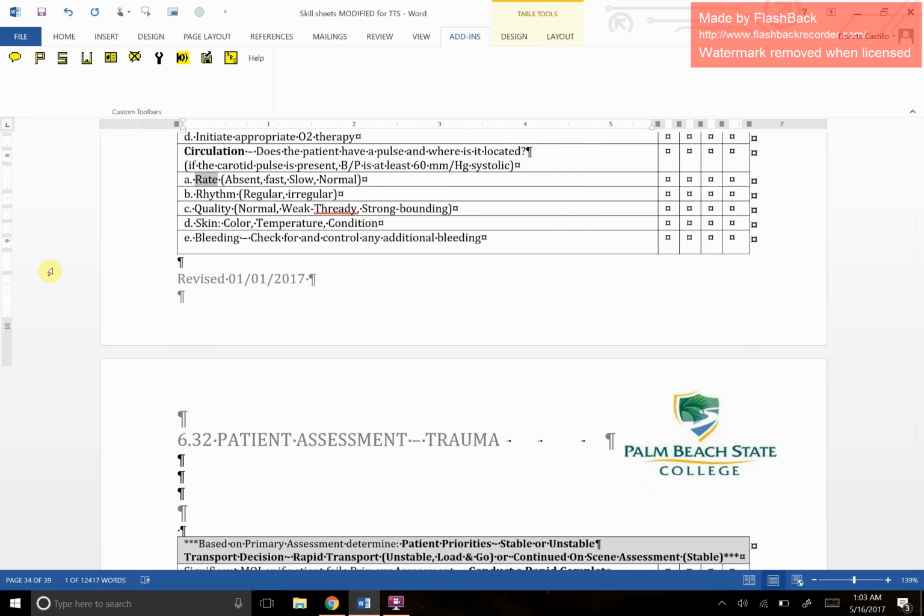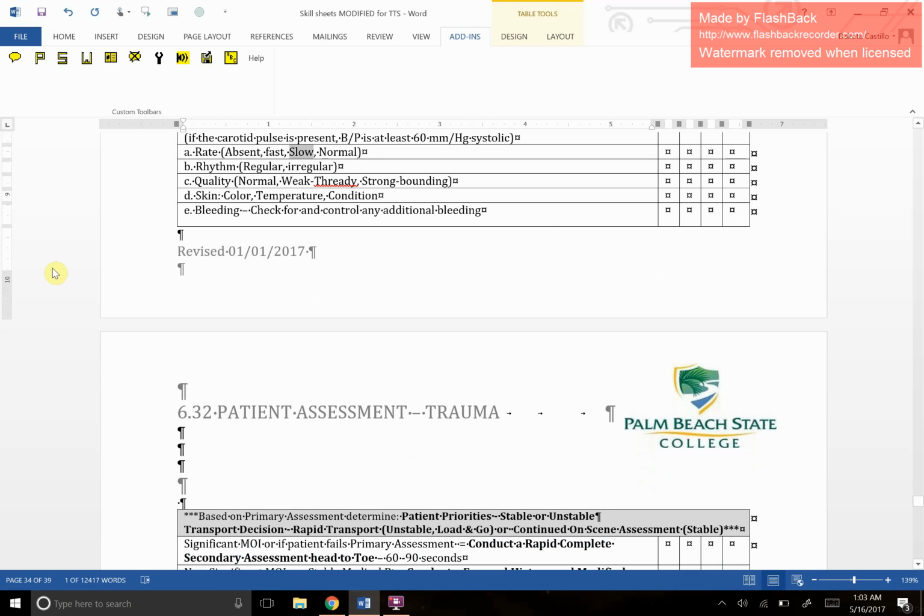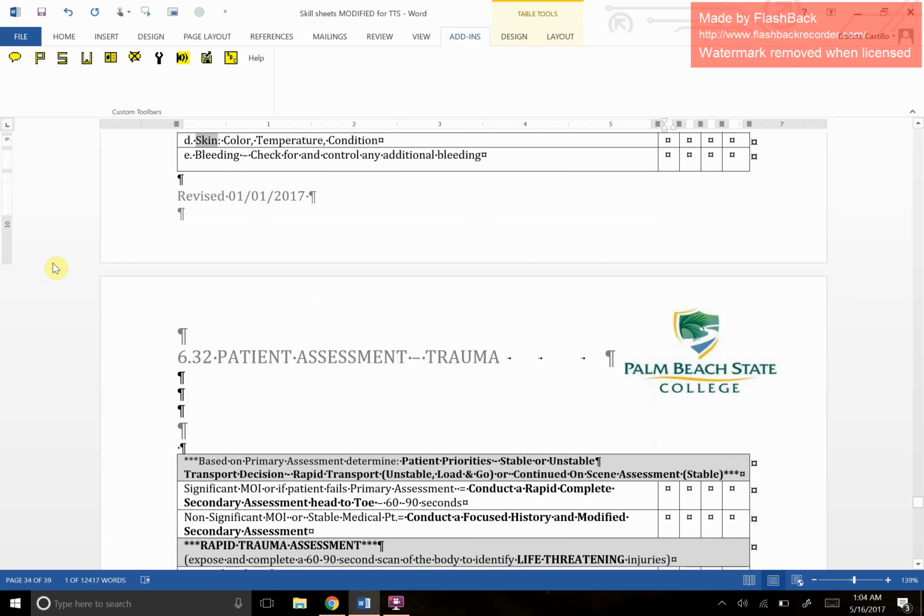A. Rate: absent, fast, slow, normal. B. Rhythm: regular, irregular. C. Quality: normal, weak thready, strong bounding. D. Skin: color, temperature, condition. E. Bleeding. Check for and control any additional bleeding.